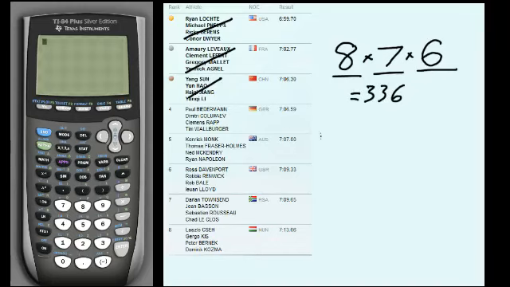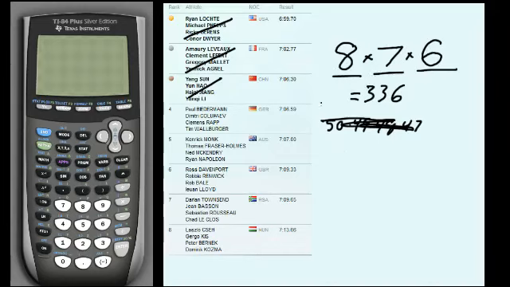Now, what if there were 50 teams and we wanted to look at the top 25 finishers? Well, we would do 50 times 49 times 48 times 47 all the way down, and that would take forever. So we don't want to do that. We want to come up with an easier way, a formula for figuring this out. This works nice and easy if we just have 8 teams and 3 teams medaling, but if we have more, it would be a little bit more difficult.